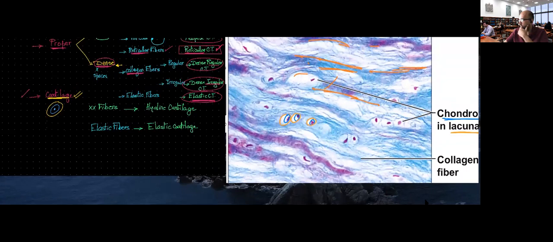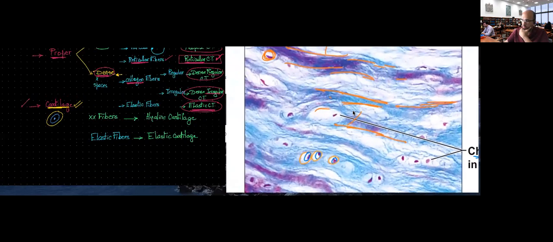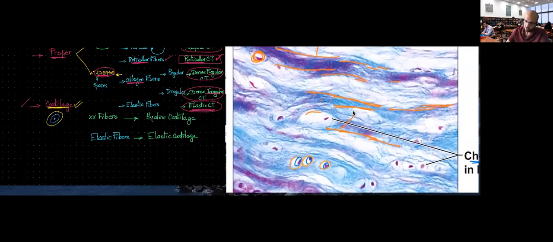I see chondrocytes in spaces. So this is a cartilage. How about the fibers in the background? Look at the matrix. What kind of fibers do you have in the background? Those thick bundles of fibers, those are exactly collagen fibers.